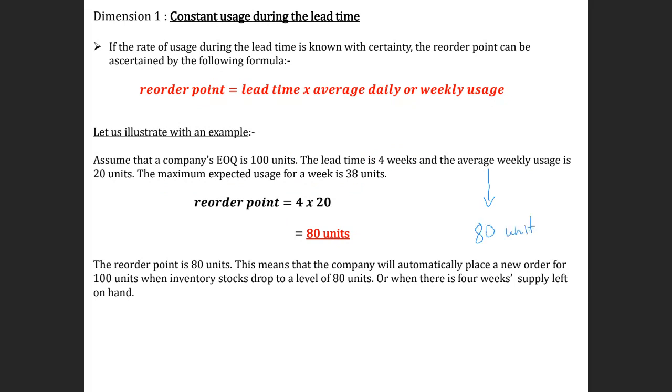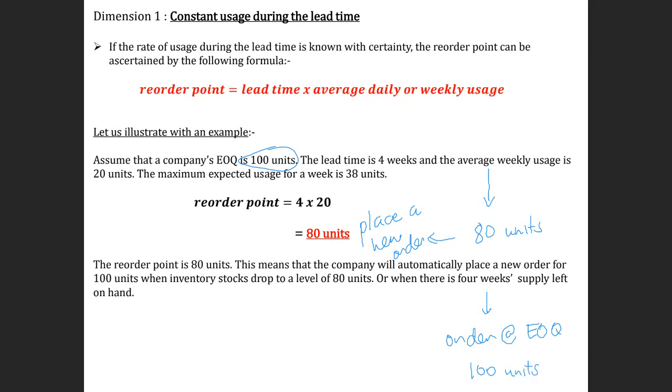How we would interpret this reorder point is it's basically saying to you that once a company's inventory reaches 80 units, which is its reorder point, this now signals to the purchasing manager that they now need to place a new order. And when they place a new order, they always order at the economic ordering quantity. So when they place the order, they will always order 100 units at a time.